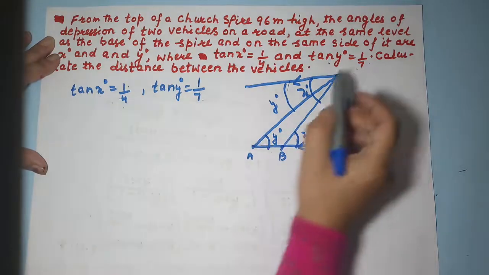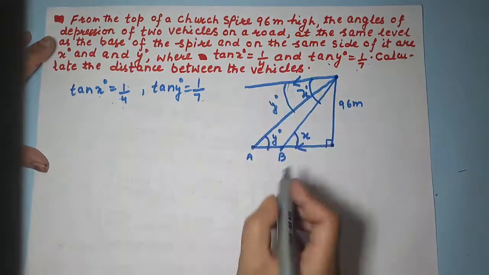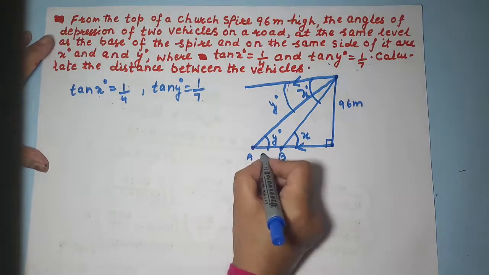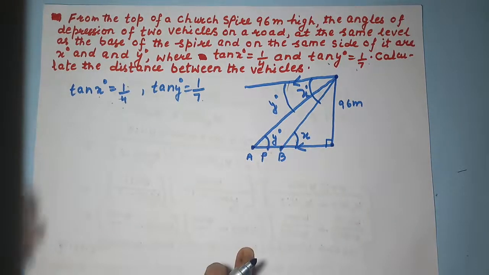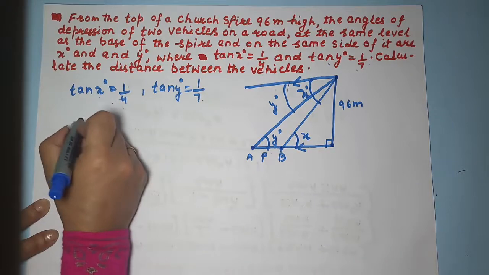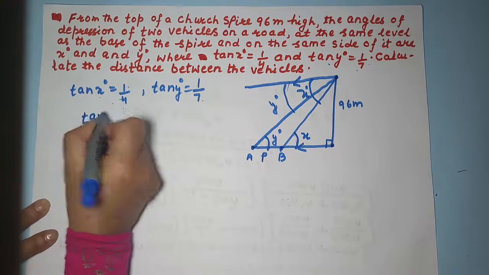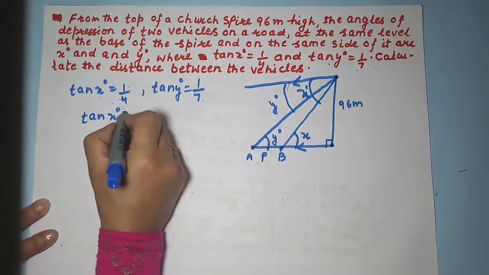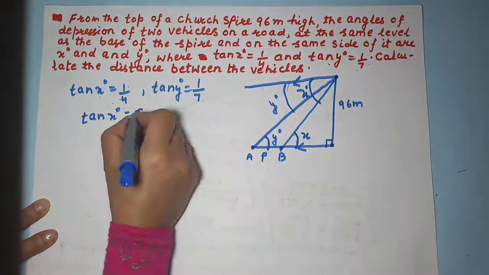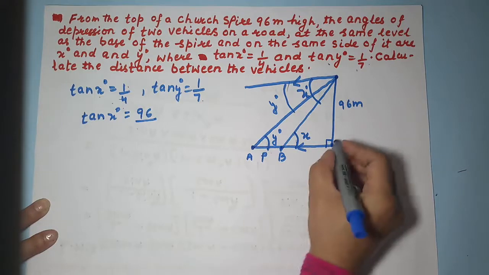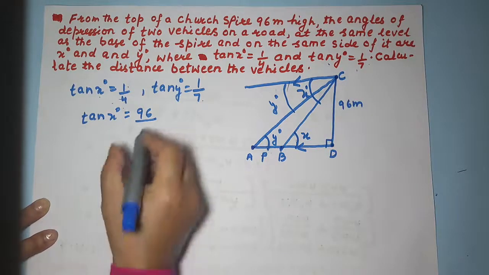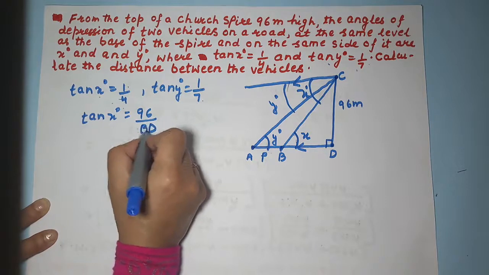Okay. Now, calculate the distance between the vehicles. That means AB we have to calculate. Let this distance be P. Fine. Now, let's write tan x will be equal to, if we take this triangle, opposite, that means this 96 upon adjacent. Let's name this as BD. This as C. Okay, so 96 upon BD.